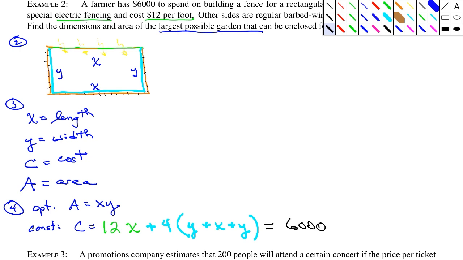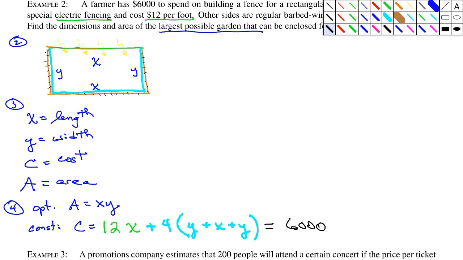Now, notice how I didn't try to do anything fancy and try to figure out perimeter or whatever. I just added up the sides that was the barbed wire, and that cost $4. And I took the side that was an electric fence, and that was X, and I multiplied it by $12. That was it. Nothing too fancy.